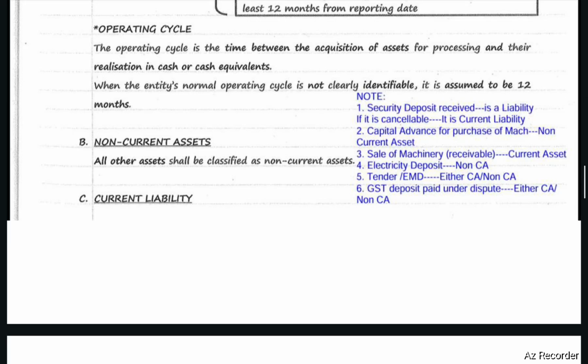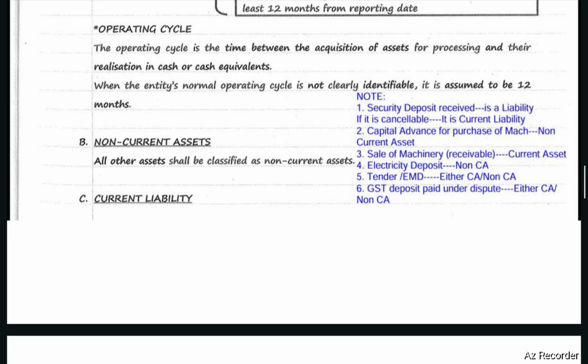Next, electricity deposit paid. It is a long-term deposit. It will be long-term in nature, so it is a non-current asset. Electricity deposit is non-current asset. Next, tender or earnest money deposit paid. It is either a current asset or non-current asset depending upon the circumstances. Next, GST deposit paid under dispute. It is either a current asset or non-current asset depending upon the circumstances.